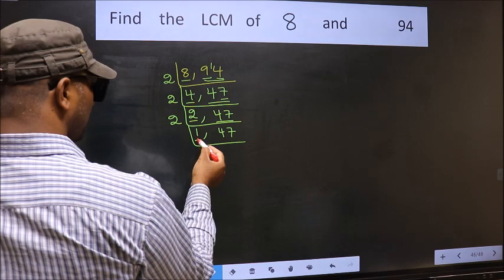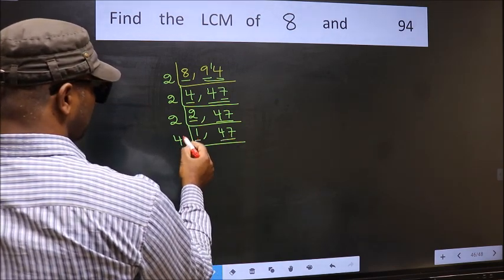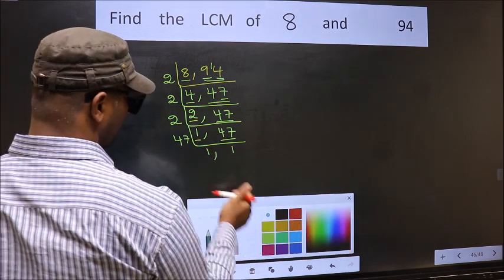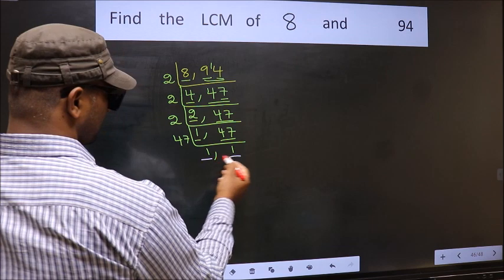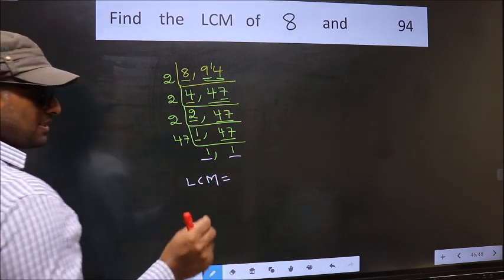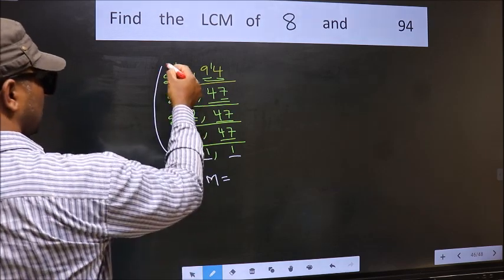Now we got 1 here, so focus on the other number 47. 47 is a prime number, so 47 ones 47. So we got 1 in both the places. So our LCM is the product of these numbers.